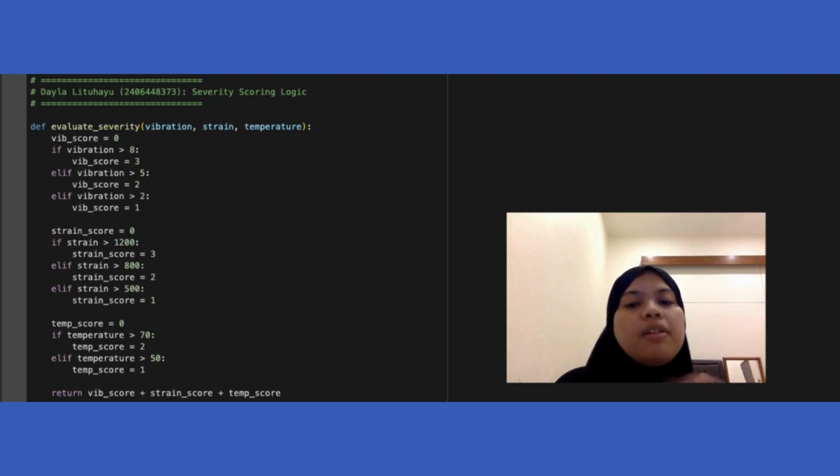Strain above 1200 gets 3 points. This means the structure is deforming too much. Temperature above 70 degrees Celsius also raises concerns due to material expansion. These individual scores are added up to get a total severity score with a maximum of 8. This part translates raw data into a meaningful indicator of how healthy the bridge is right now.